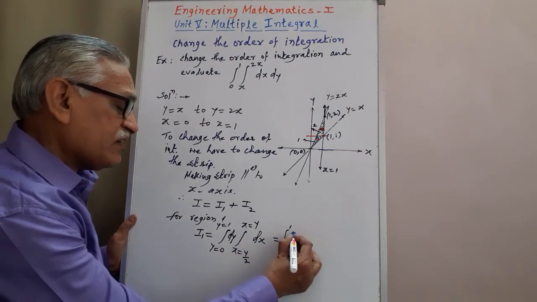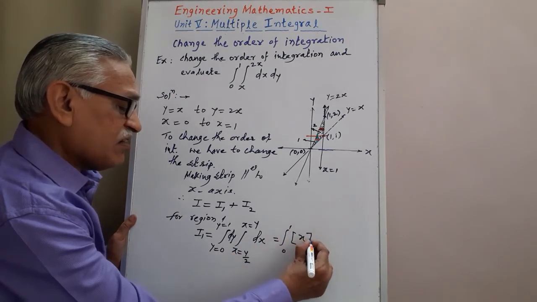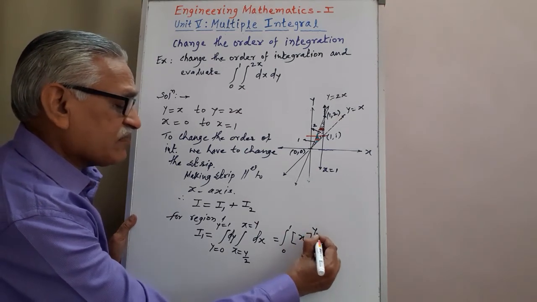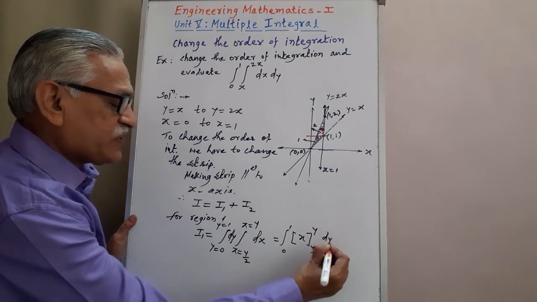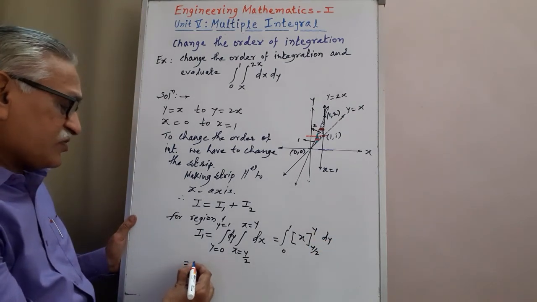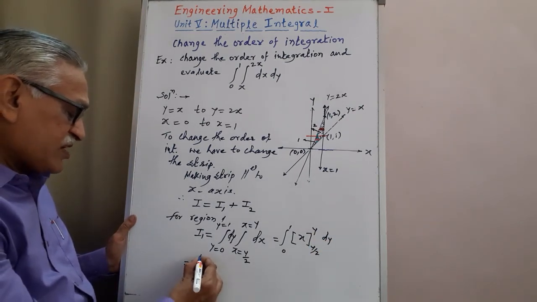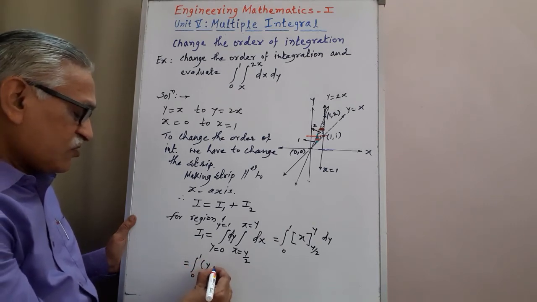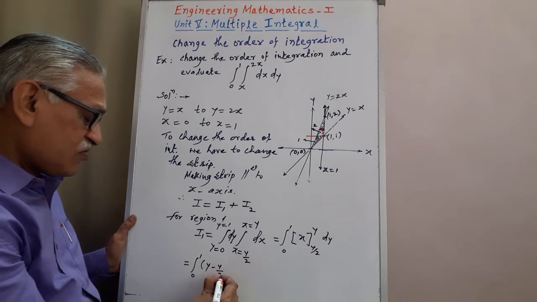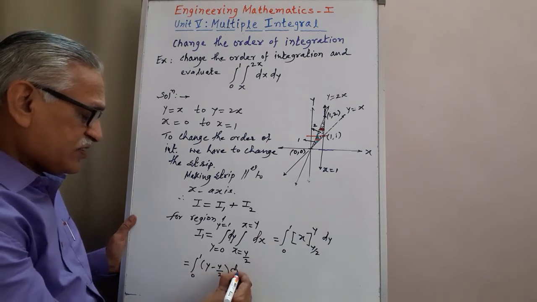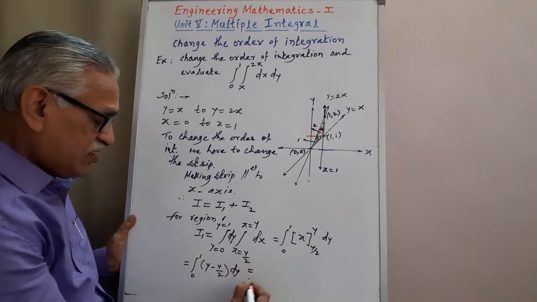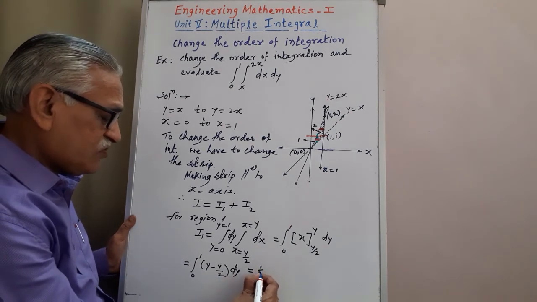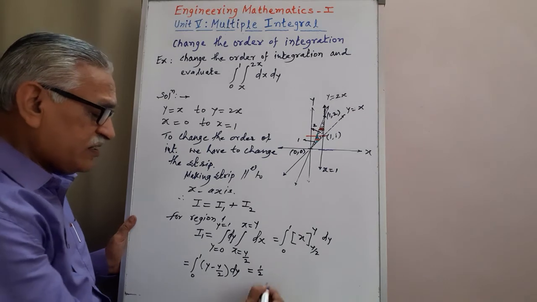Integration of dx is x, limit from y by 2 to y, and then its integration with respect to y. It is equal to the integral from 0 to 1, substituting the upper and lower limit. Upper limit is y, lower limit is y by 2. Its integration with respect to y. 1 minus 1 by 2, we get 1 by 2 as a constant term outside.